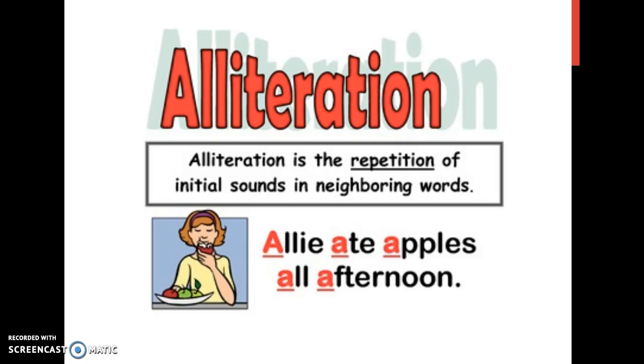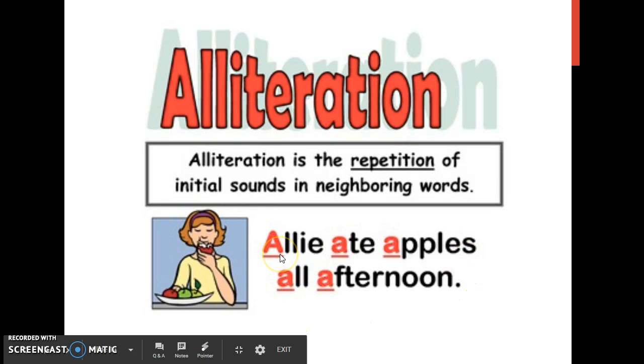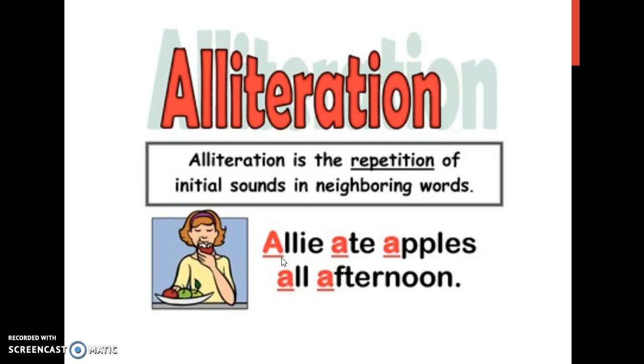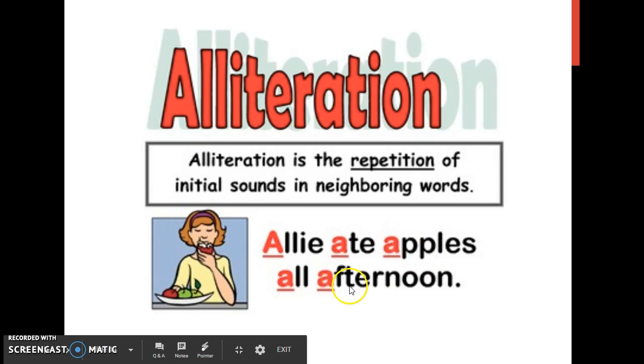One of the literary or sound devices we're going to talk about is alliteration. Alliteration is a repetition of initial sounds in neighboring words. It's pretty obvious here because all of the A's are in a different color font, in red and underlined, so it's easy to identify on this slide. When you're looking through the poems you will be analyzing and critiquing, what's important is that the initial sounds of these words near each other are repeating. Obviously the A sound is repeating: Allie ate apples all afternoon.